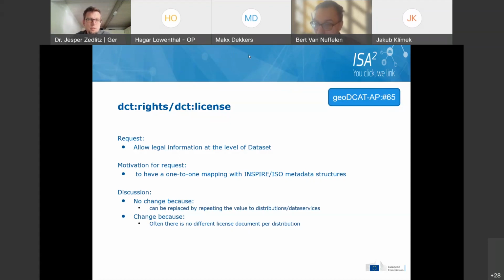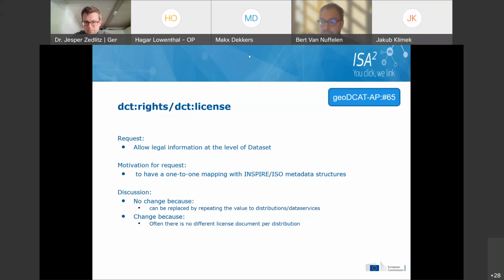So Jesper wants to change. Jesper? Yes, because in Germany, usually the information is protected, not the format itself. So if you have, for example, an image with different distributions, one with a high resolution and one with a low resolution, it's not possible to give different licenses to one image than to the other. It's only the information itself that is protected.